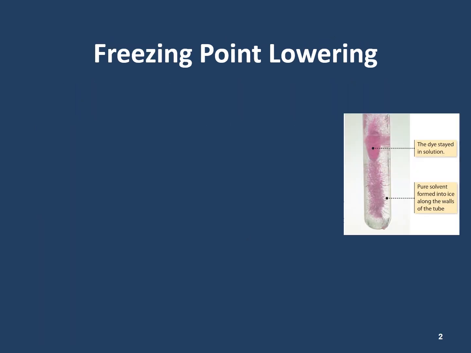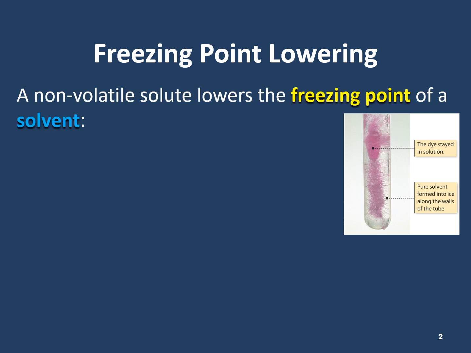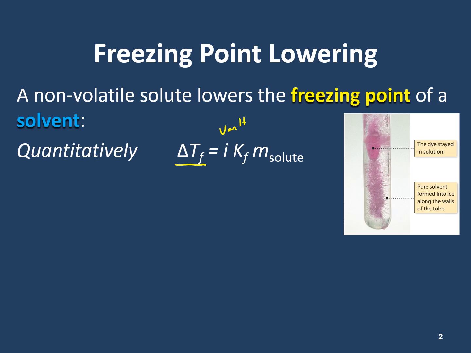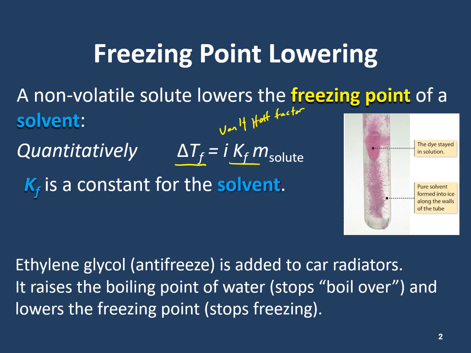Let's look at freezing point depression before we actually do a calculation. Freezing point lowering or freezing point depression is defined as a decrease, right? Depression, lowering. As we add solute, the freezing point of our solution is going to decrease. And quantitatively, the equation looks identical to the boiling point equation. This is our change in the freezing point of the solvent. This is our Van't Hoff factor again. And we have our freezing point depression constant, and we have our molality of our solute.